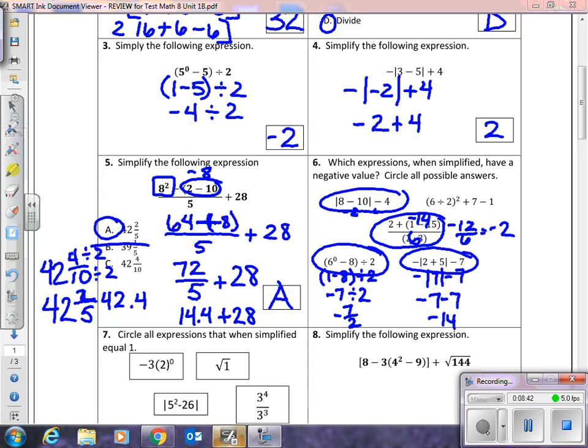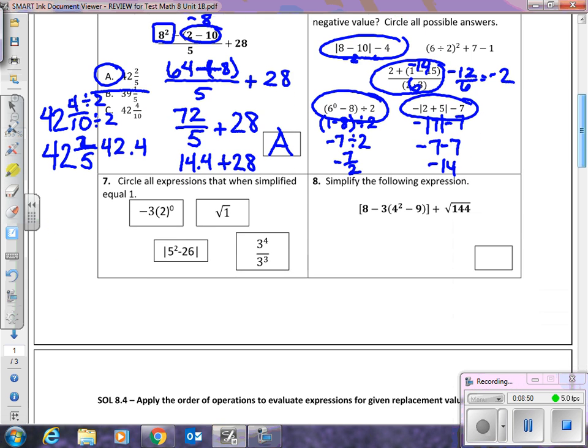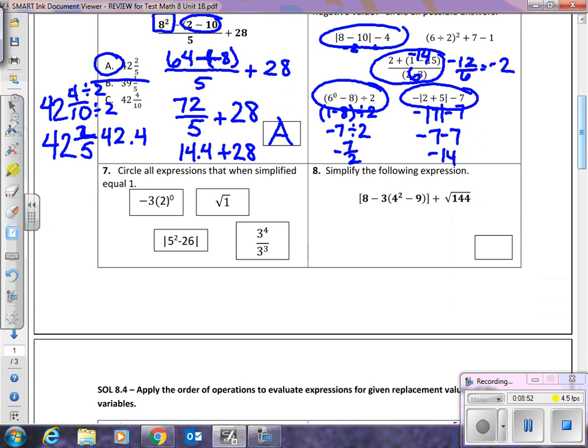So the 4 problems that had negative answers are the 4 that are circled. You have to work out every single one of them in order to pick all the right choices. All right, number 7 is around the same thing, but this time we're looking for only the answers that make 1 after you get done simplifying it.